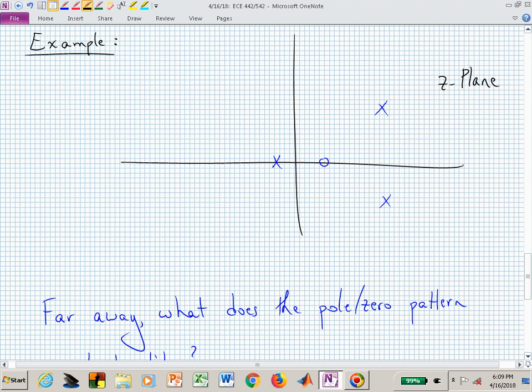So the net number of poles, the difference between poles and zeros, we now have 2 effective poles. Yes?